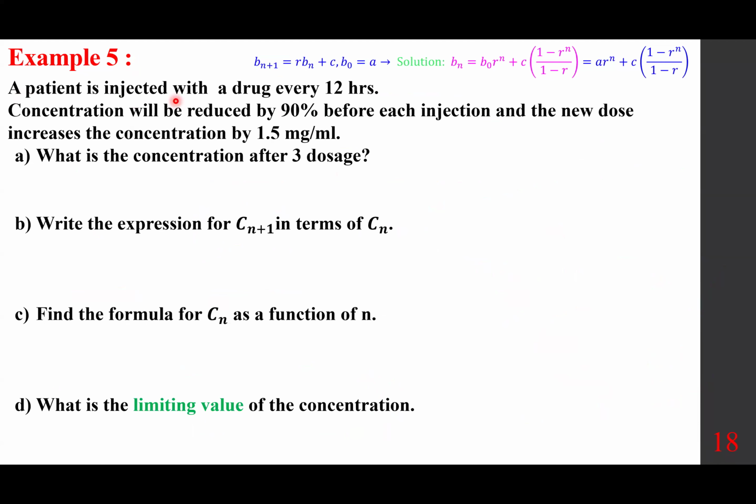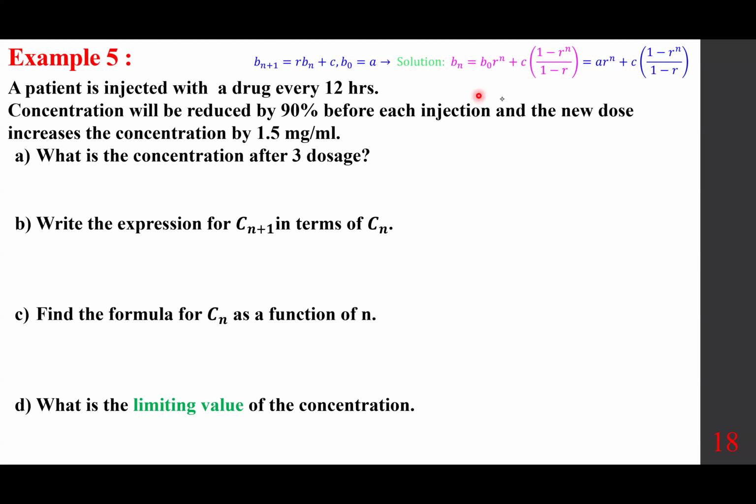Example 5, a patient is injected with a drug every 12 hours. This is the time step I'm talking about. Concentration will be reduced by 90% before each injection, and the new dose increases the concentration by 1.5 milligrams per milliliter. It's very important to write the given as we read the question. And this is the formula and everything else.